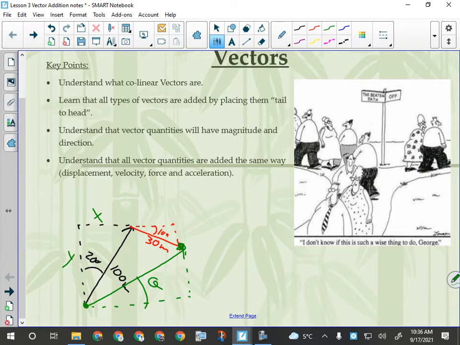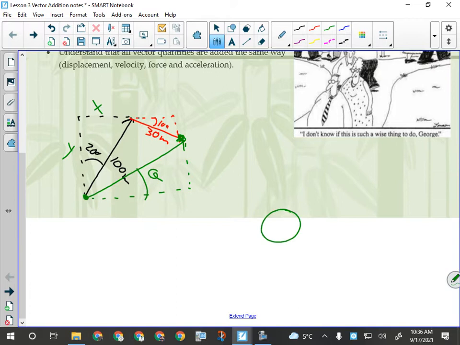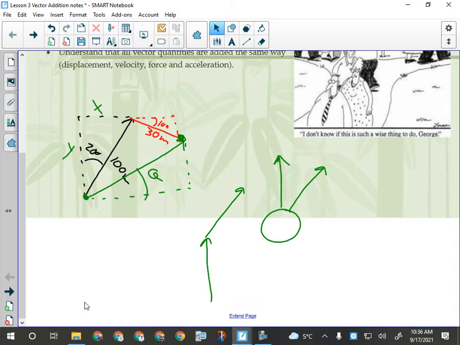So let's say two kids are making a snowman. They've got a big ball of snow and they're pushing it. Let's say that one of them is pushing it kind of this way, and the other one is pushing it this way. Which way is it going to go? Somewhere in the middle, right? It's not going to go either one of those directions, but if I put them on top of each other, tail to head, that is what the big ball should do as a result of those two forces acting on it. Agreed?